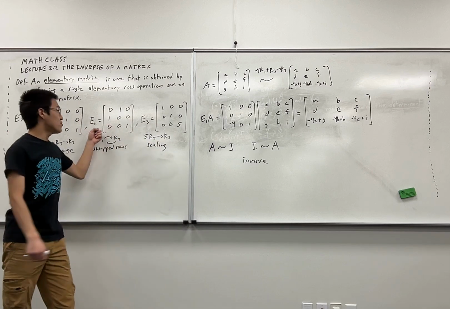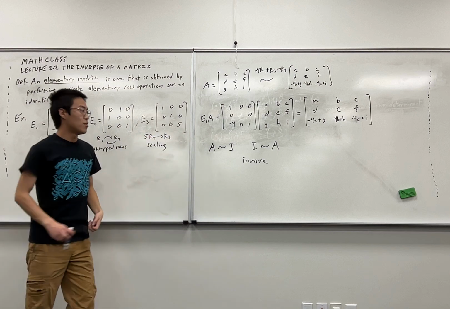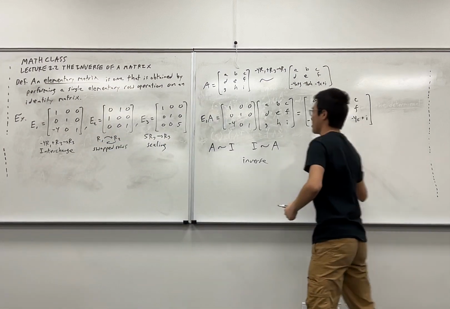Okay, do you want to see E2 multiplied with A and E3 multiplied with A, or are you convinced? I'm convinced. Okay, 4 people are convinced of 30, so I'm going to do E2.